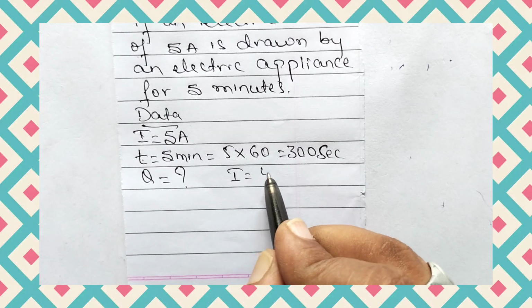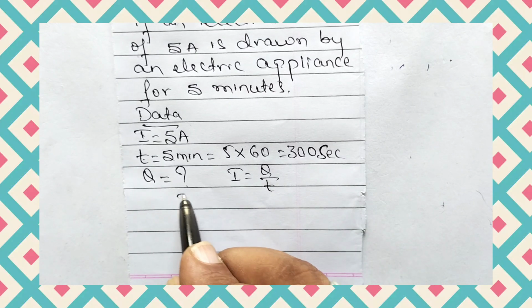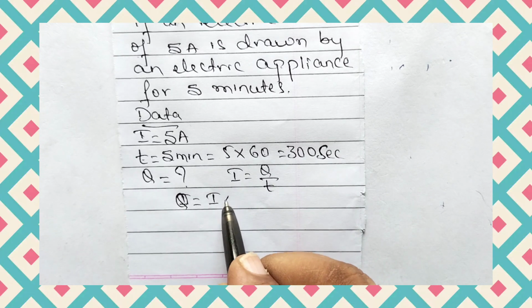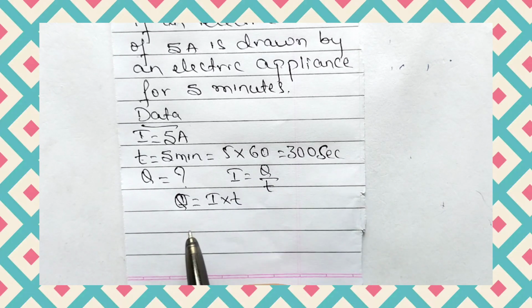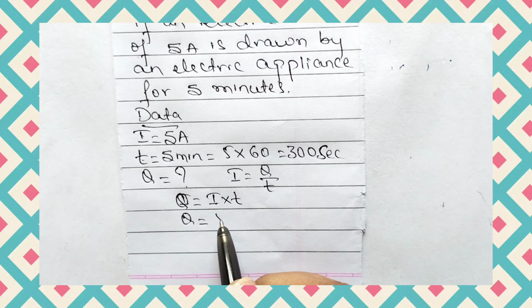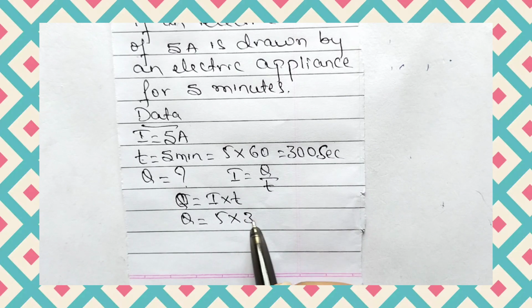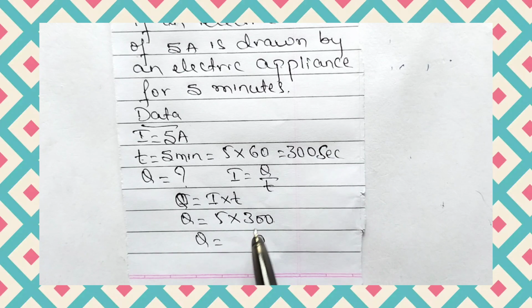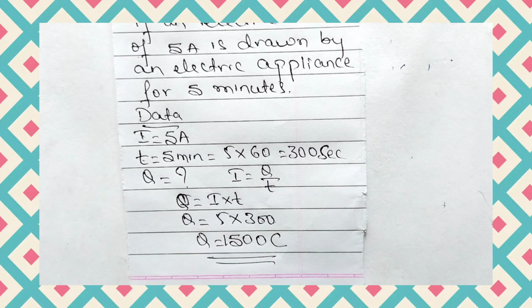I is equal to Q by T. We want Q. So Q is equal to I into T. Multiply this T to here. So Q is equal to I. Current is how much? So current is 5 into, what is time? 300. So Q is equal to 5 zeros are 0, 5 zeros are 0, 5 3s are 15. So 1500 coulomb of charge is flowing through that electrical appliance. So like this we have to find out that charge.